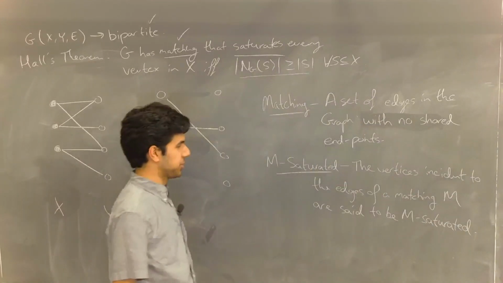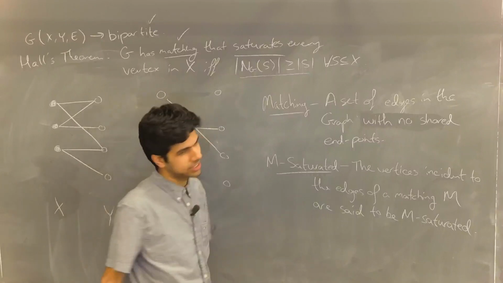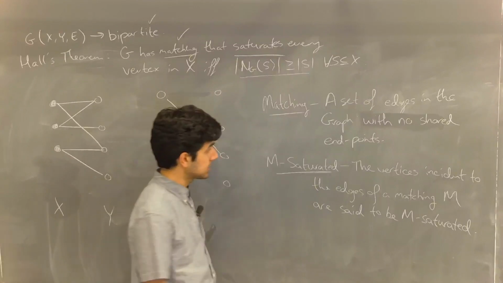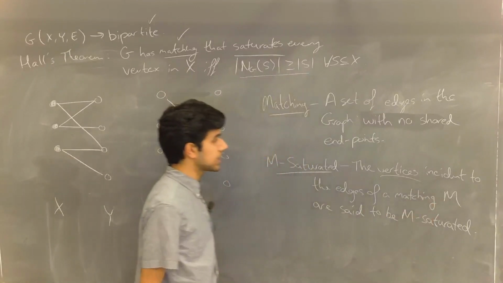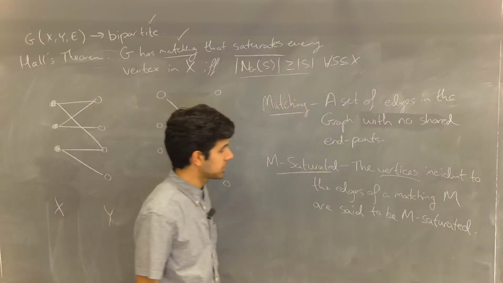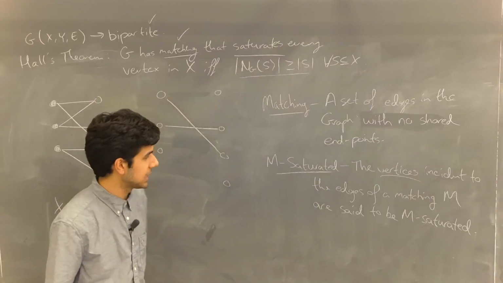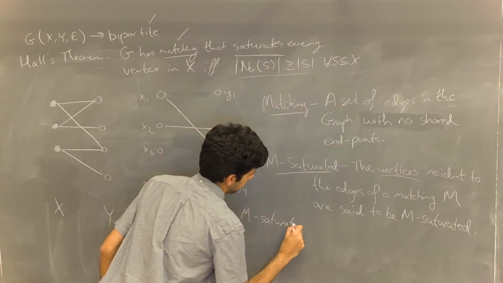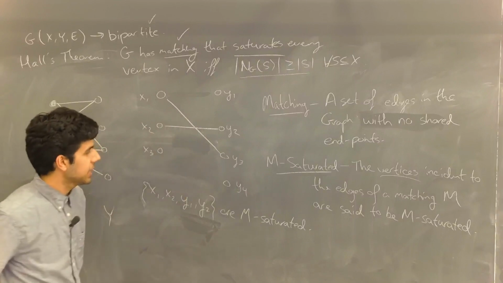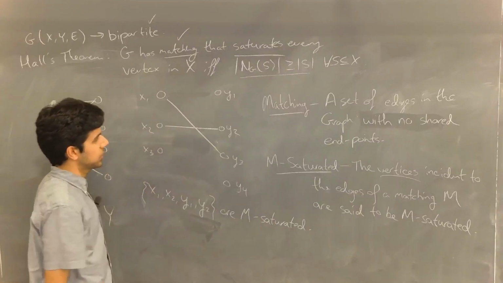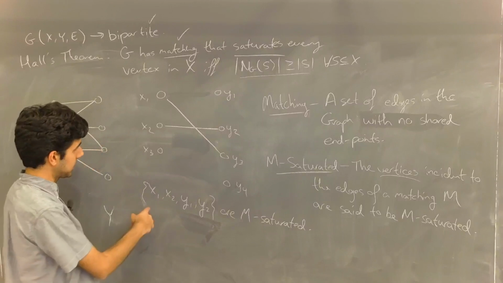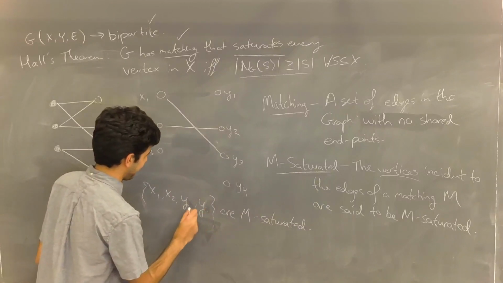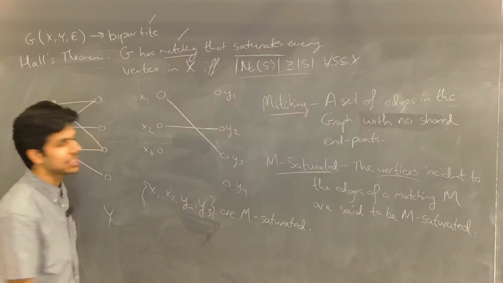So saturation is a little bit tough to define, but in the lecture notes we define something called M-saturated, and this is a property of vertices. The vertices incident to the edges of a matching M are said to be M-saturated. So if I were to give my vertices some names, then for this particular matching with these two edges, x1, x2, y2, and y3, they're going to be M-saturated.